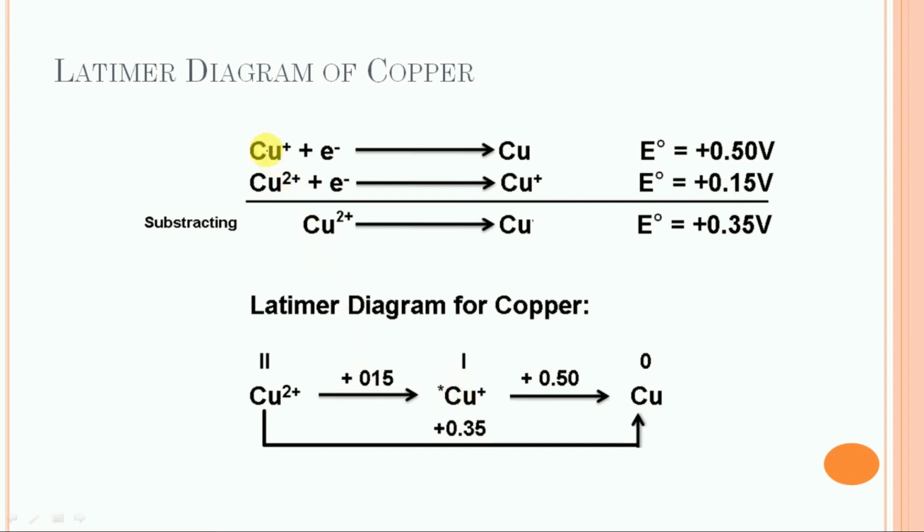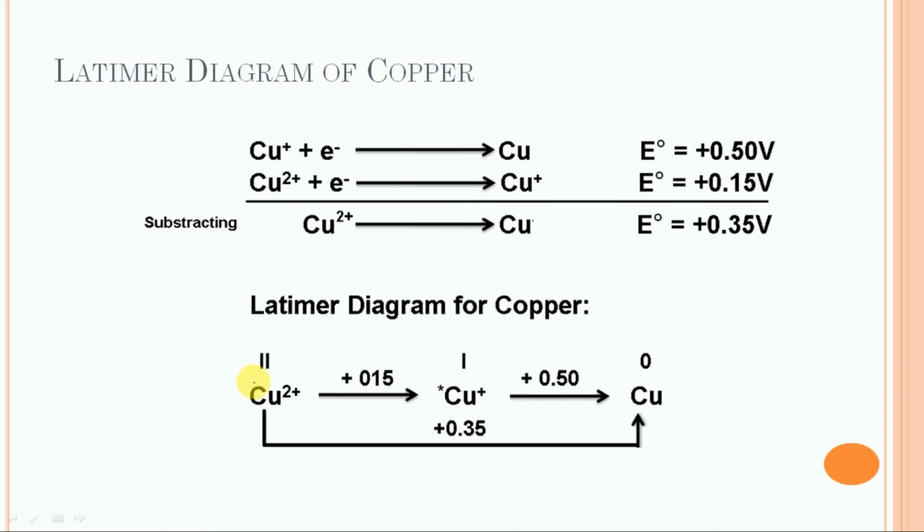And this can be shown by this equation. In this case, copper positive changes to copper, and the electrode potential is equal to plus 0.50 volt. Similarly, for the change of copper 2 positive to copper positive, it is equal to plus 0.15 volt, and subtracting these two equations, for the change of copper 2 positive to copper, it comes to 0.35 volt. So this one is the Latimer diagram for copper.